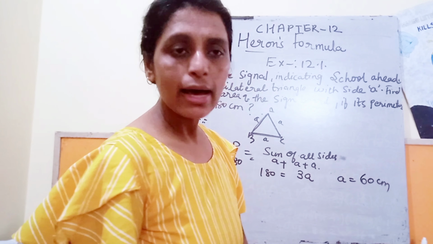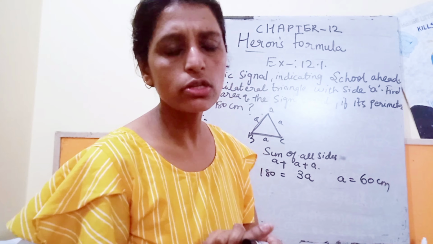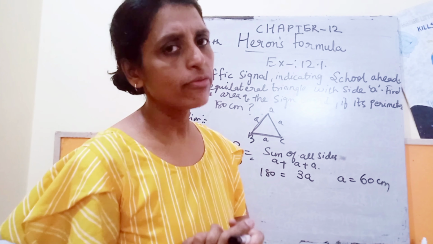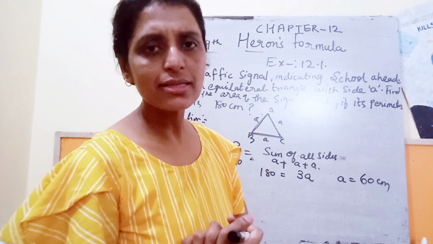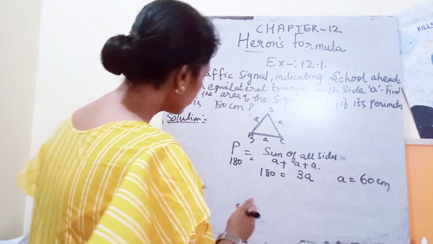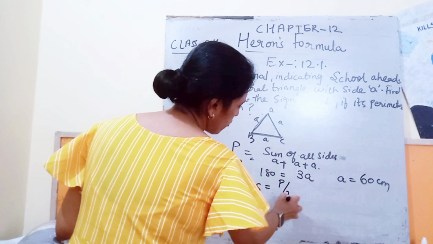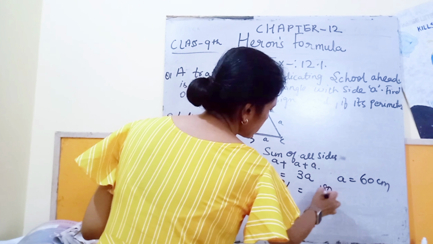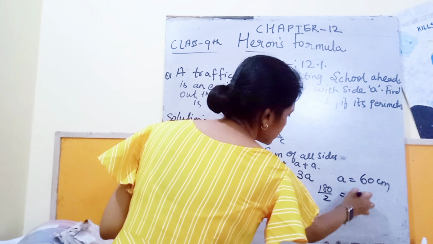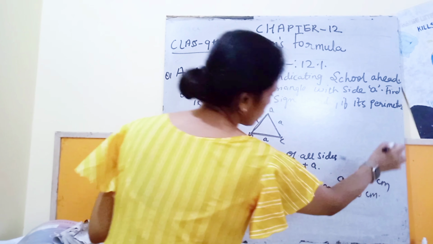Now, to apply Heron's formula, we should first know the value of S. S means semi-perimeter. So if P is 180, then the semi-perimeter is half of the perimeter. It means 180 divided by 2, that is 90 centimeter.